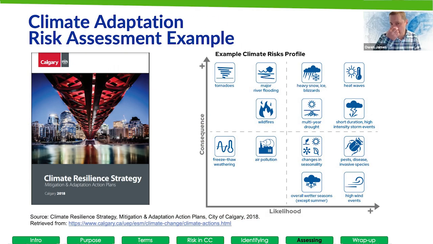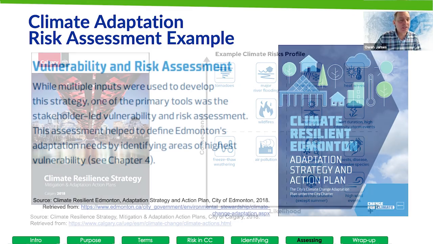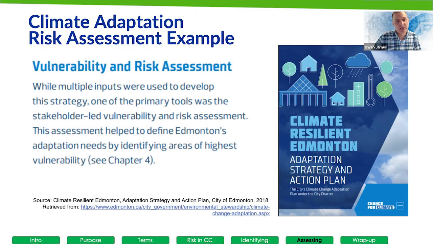So a couple of examples here. Now we're into that sort of adaptation piece. Calgary, for example, has developed an adaptation strategy as part of their climate resilience strategy, quantified some of the risks and identified adaptation actions associated with what are perceived to be some of the higher risks. Again, we see other organizations doing this. So Edmonton, very similar kind of process, understand what some of the vulnerabilities are, assess the risks, and then begin to put adaptation actions in place.